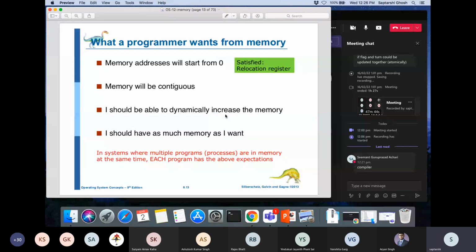So by this simple scheme of having a relocation register, we can satisfy one of the expectations of the programmer, that memory addresses will start from 0. Now the programmer can write programs considering that the memory address starts from 0, and even the compiler can generate code considering that the memory address will start from 0. However, actually it will be mapped to a physical address later by use of a relocation register. Okay, so any questions at this point?